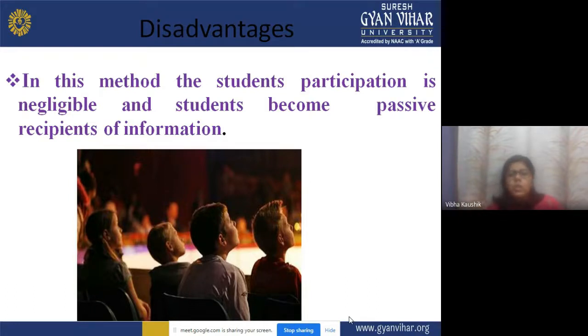And when the students are not actively involved in the teaching learning process, we will say that the learning of the students is not up to the mark. They will learn only when they are actively involved in that process. Students become passive recipients of information, means they are just listening to what the teacher is saying.